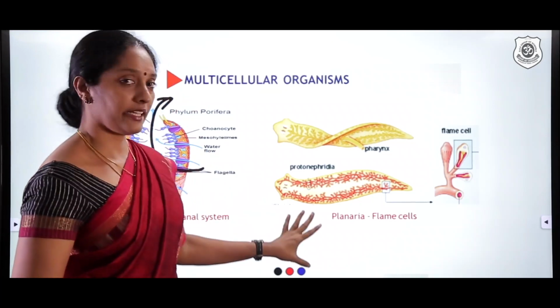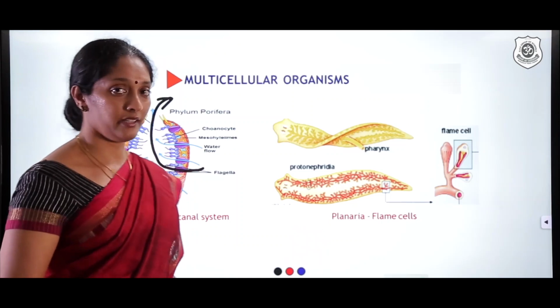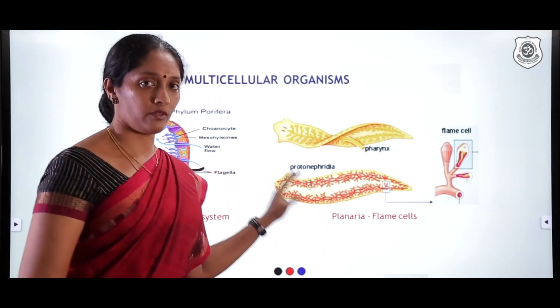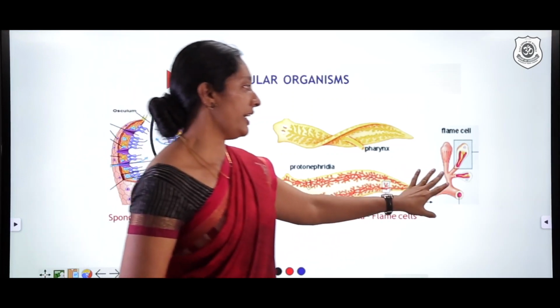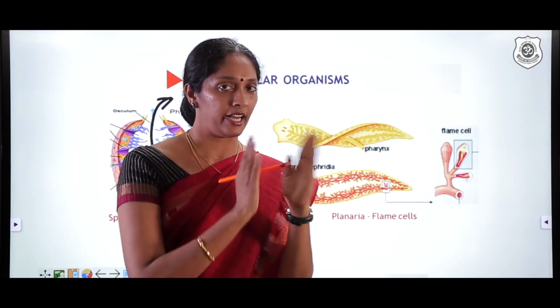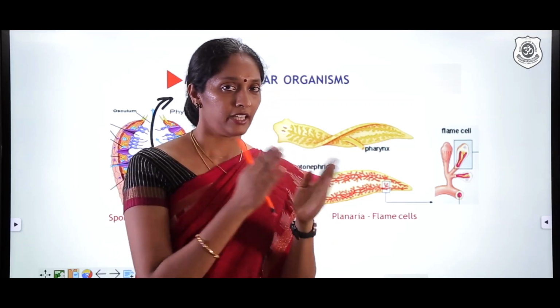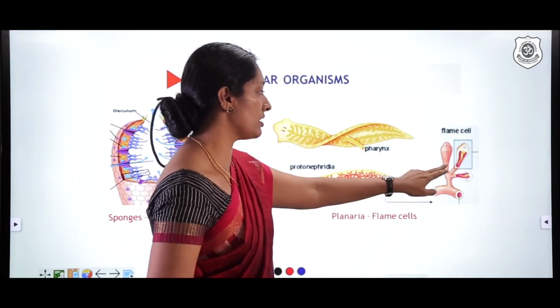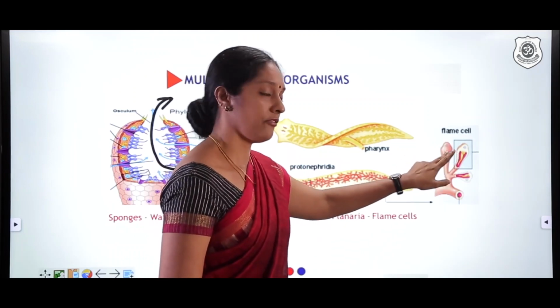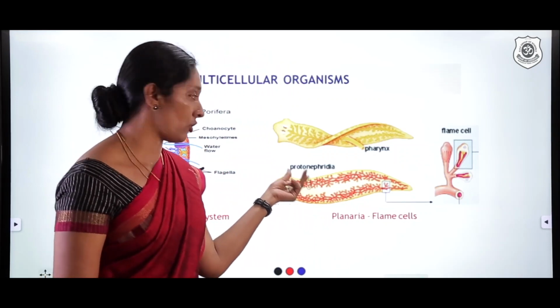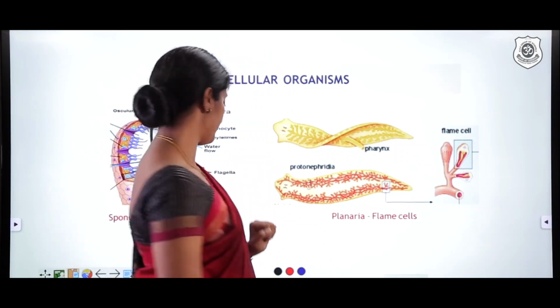Here, the other example we are looking at is Planaria, a platyhelminth, and it lives in water. They have flame cells. These flame cells have cilia inside, and the cilia will beat and push the waste material out of the body. So this is what flame cells are about. And a bunch of flame cells are called protonephridia.